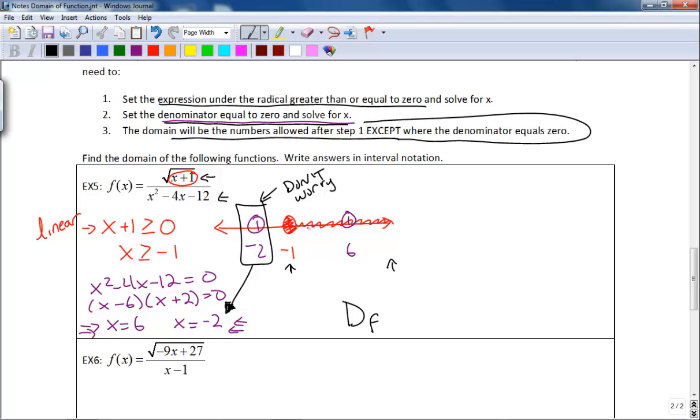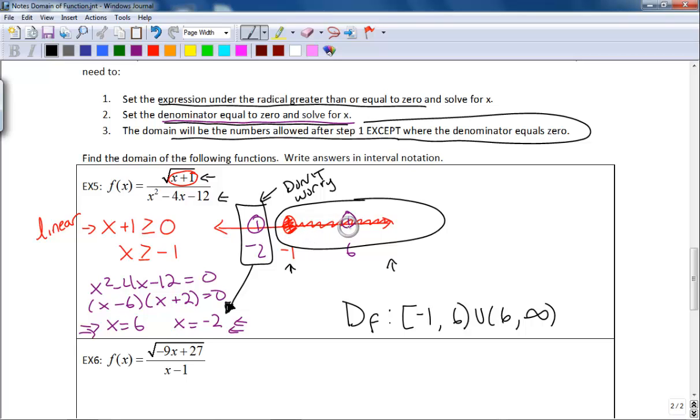If I want to do the interval notation of this shaded red line, we know that would be a bracket at -1, comma, because I have an open circle at 6, I'd have to stop at 6, put a parenthesis, then union, start back up at 6, and go all the way to infinity. So the domain of that function is from -1 to 6, parenthesis, and union, 6 with a parenthesis, all the way to positive infinity. Let's look at example 6.